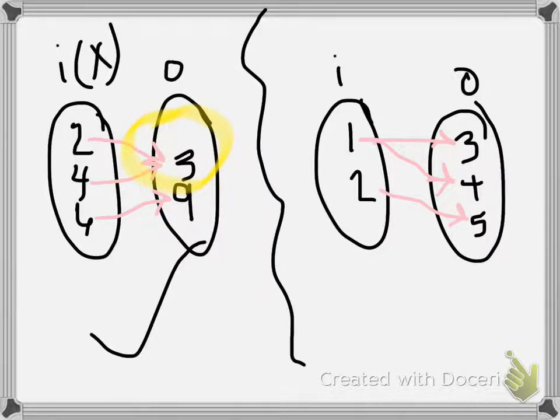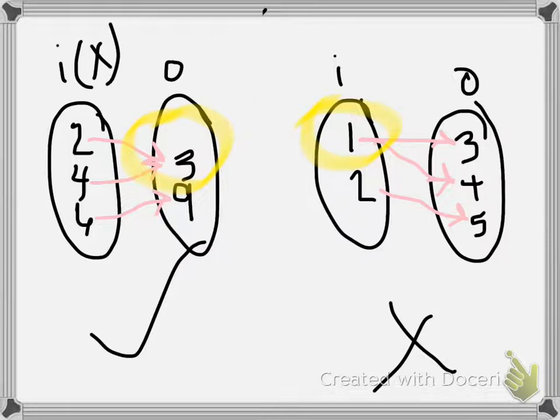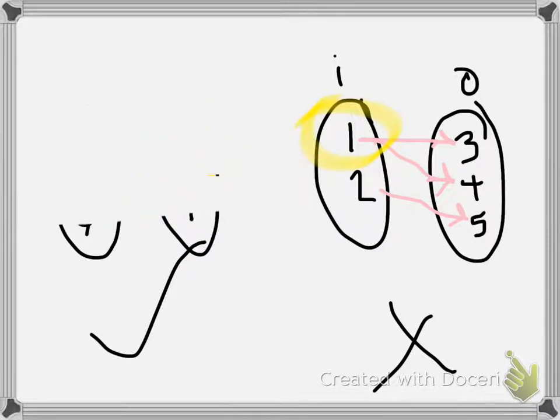But then when you look over here, there are 2 arrows leaving this input value. That makes it not a function, all right? So an easy way, if that doesn't make sense to you, it's a tiny bit more work, but it's okay because it helps you get the right answer, right?